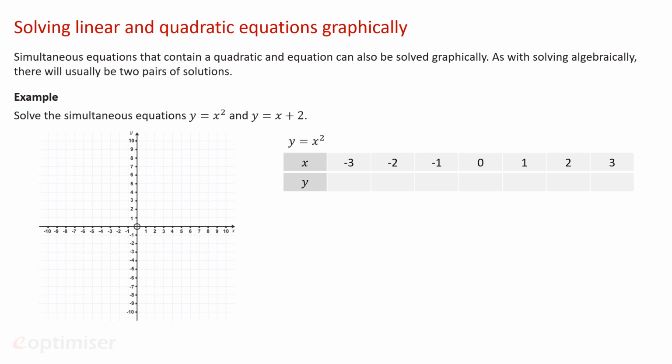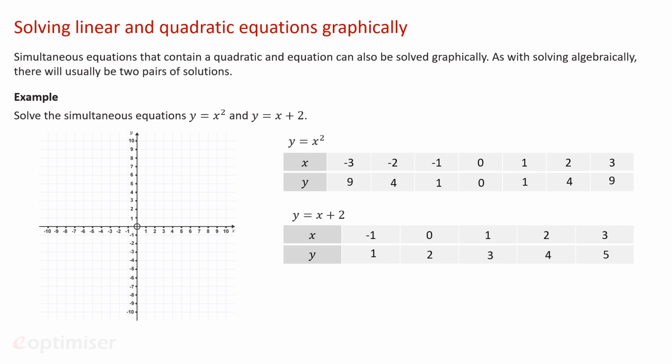If you put minus 3 into y is equal to x squared, you will get y as 9. If you put minus 2, you will get y 4. If you put x is equal to minus 1, you will get y 1. If you put x is equal to 0, y is equal to 0. If you put x is equal to 1, y is equal to 1. If you put x is equal to 2, y is equal to 4. If you put x is equal to 3, you will get y is equal to 9. Similarly, you can get some points for y is equal to x plus 2. For x minus 1, you will get y 1; x 0, then y is 2; x 1, y is 3; x 2, y is 4; x 3, y is 5.